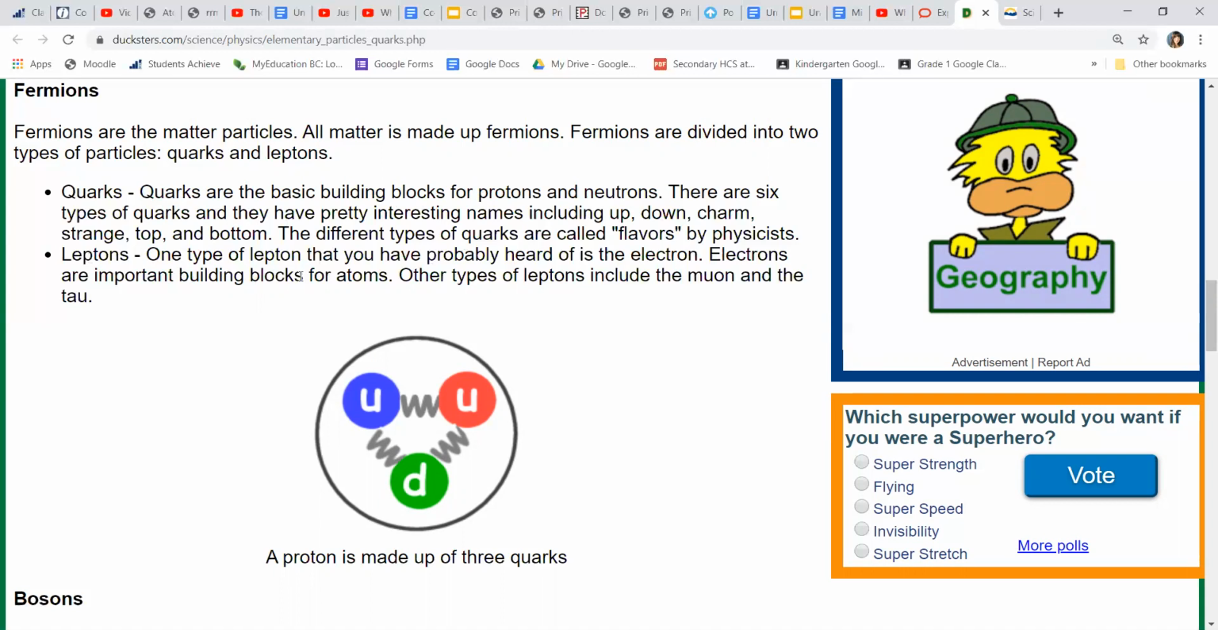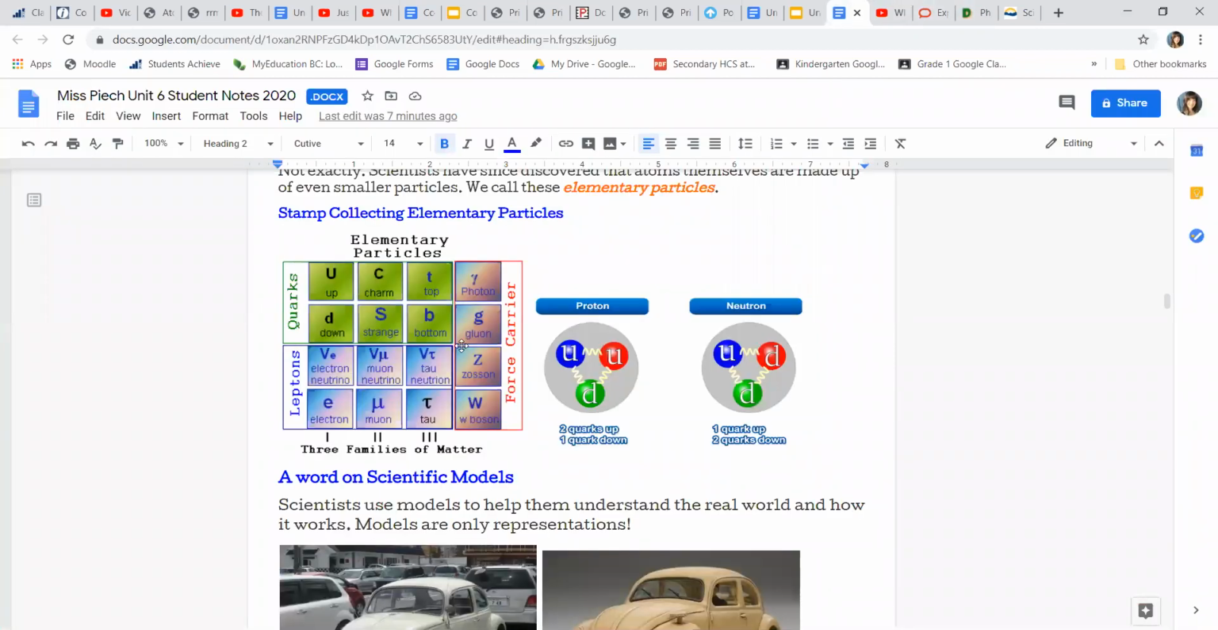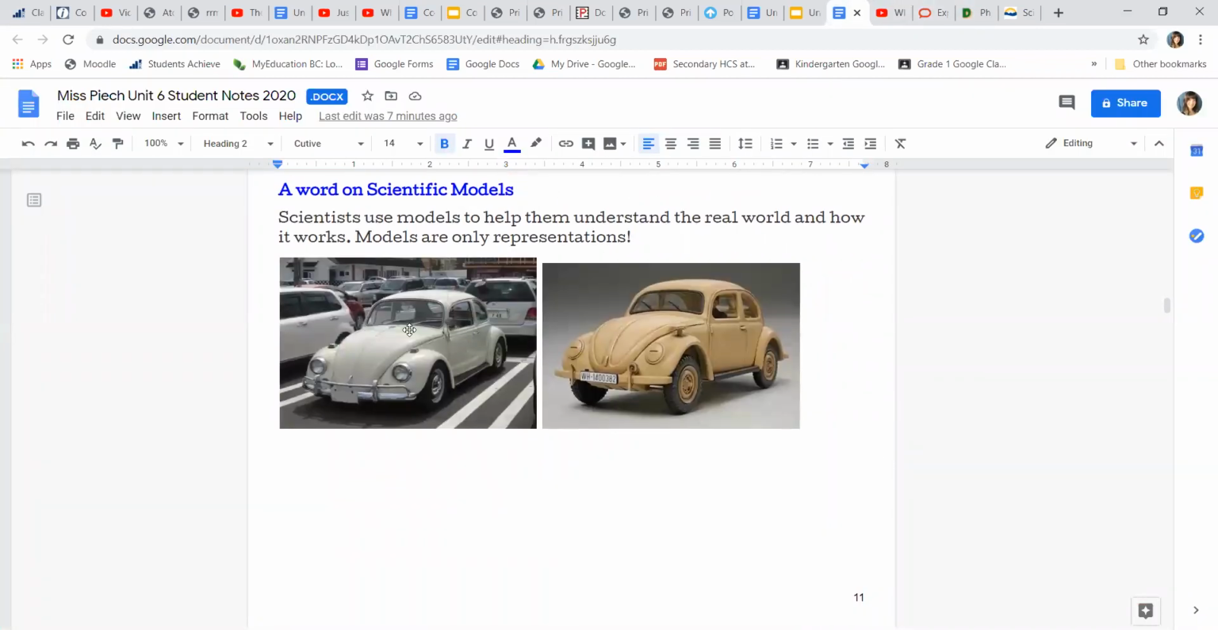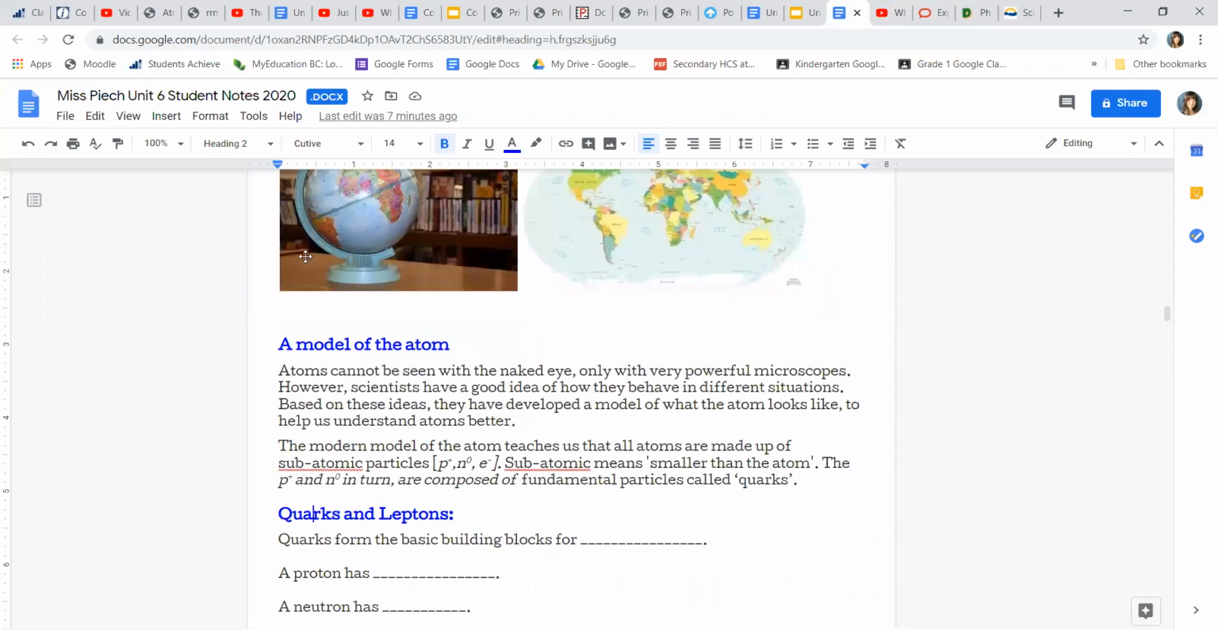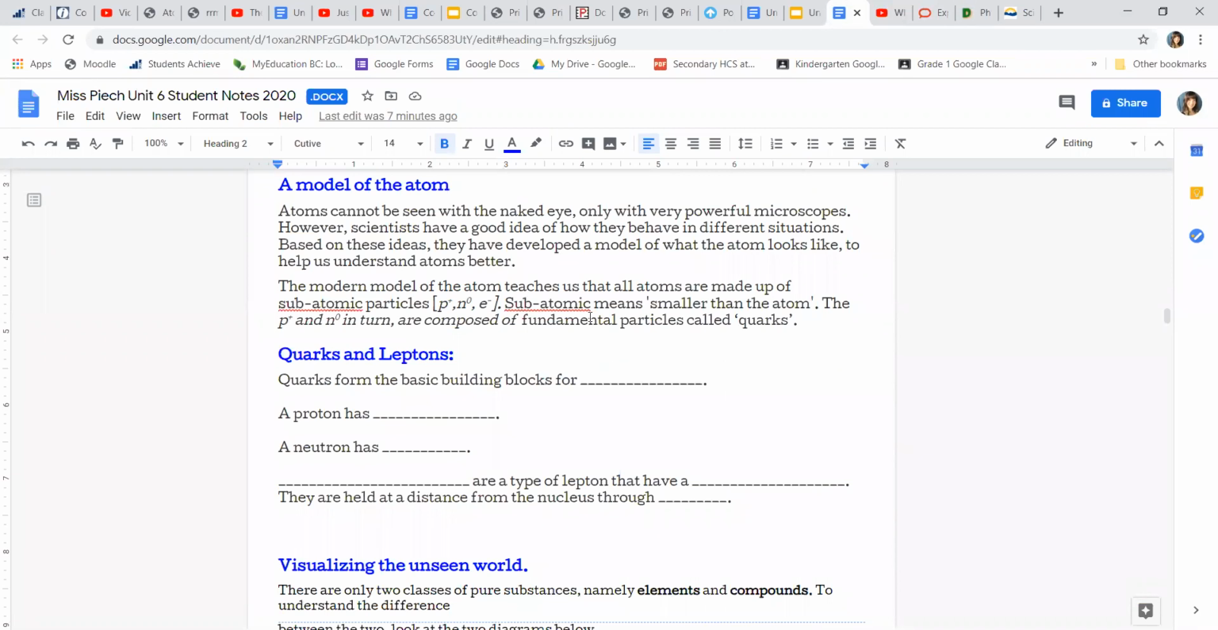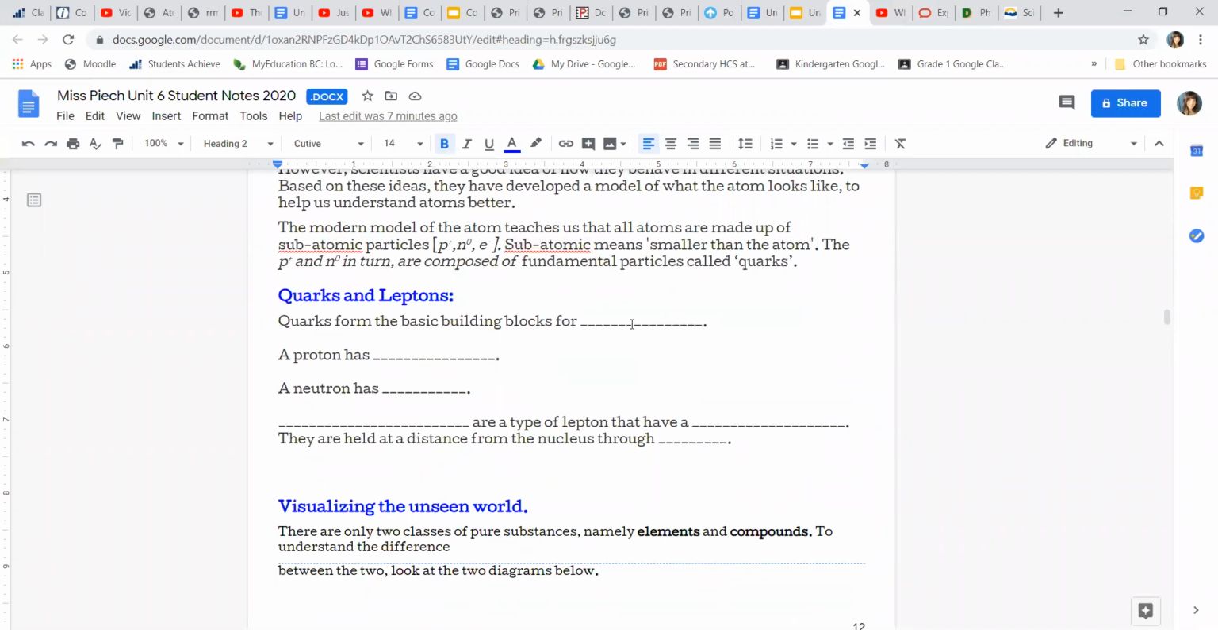building blocks for atoms. All right, so taking a look at your notes. Going back here, they just have a brief description of what scientific models are and why they use them in science, especially when they're trying to represent something that maybe you can't easily see with your own eye, such as atoms. That's why we have atomic models. And also, subatomic means smaller than the atom, which will be our quarks and leptons. Okay, let's fill this in.